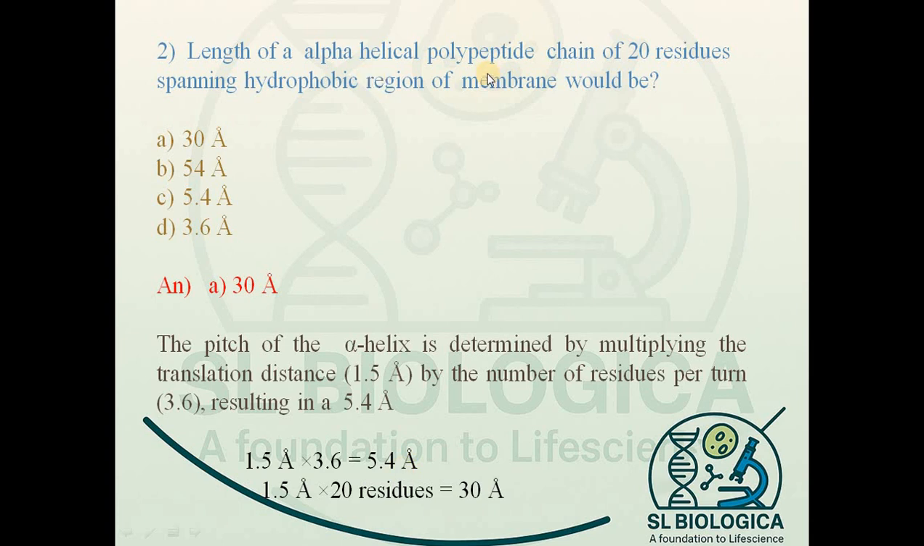But in the given question, they have given 20 residues. So we have to replace this value 3.6 with 20. So 1.5 is a constant, that is the translation distance of alpha helix. According to the given question, this alpha helical polypeptide contains 20 residues. So we have to multiply 1.5 with 20, which results into 30 angstrom.